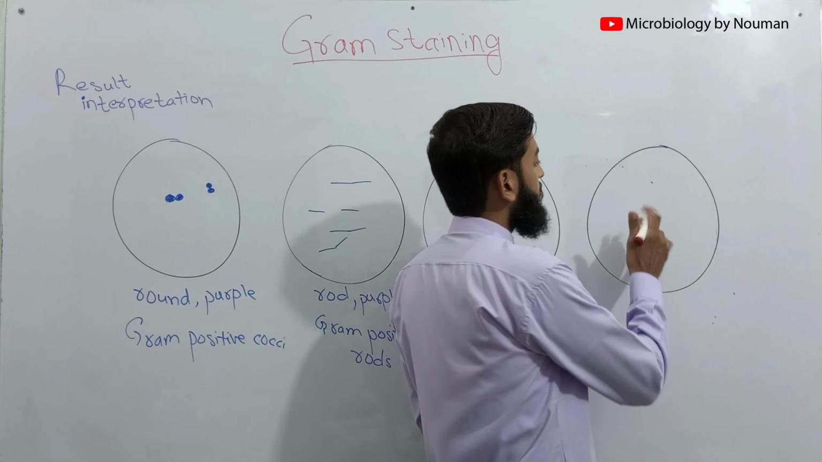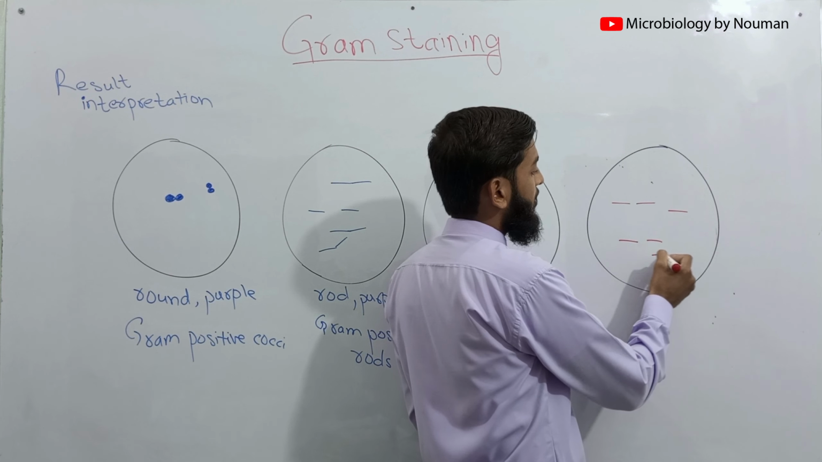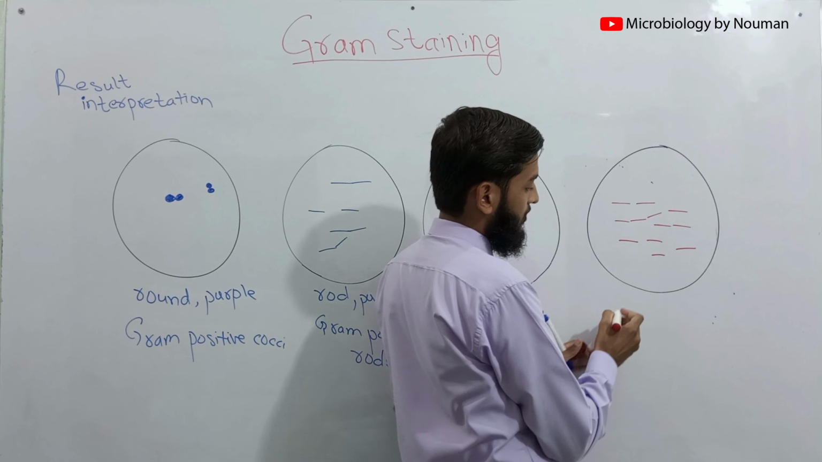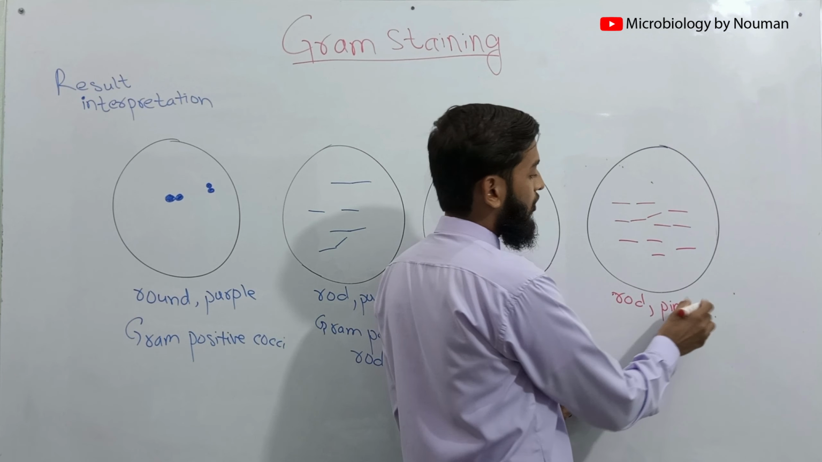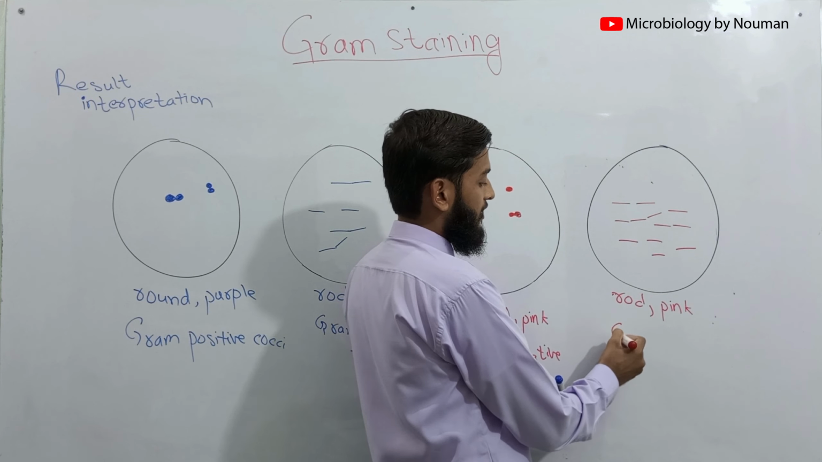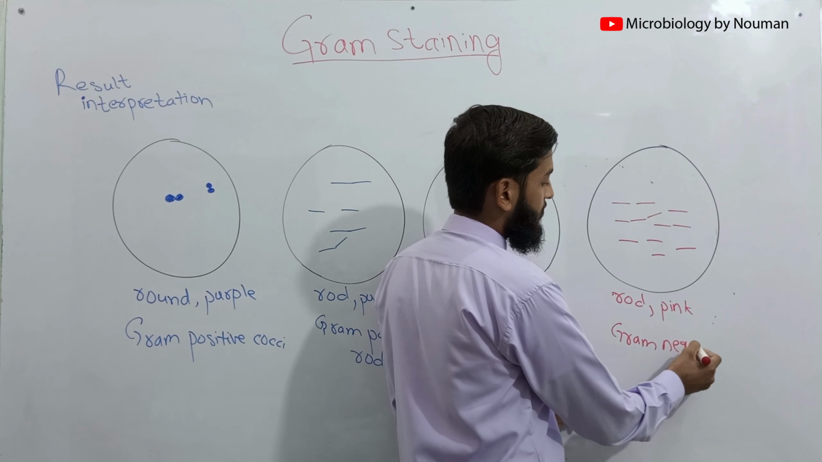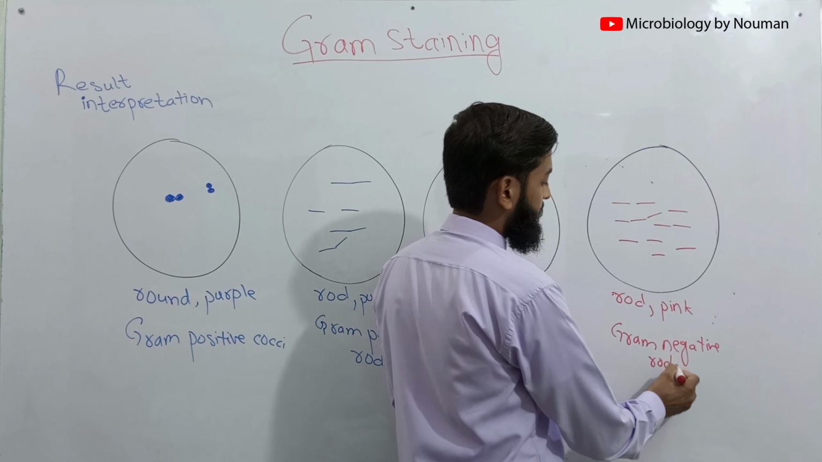Fourth possibility could be we see rod shaped bacteria that are appearing pink or red in color. Rod shape and pink in color. We will call such bacteria gram negative rods.